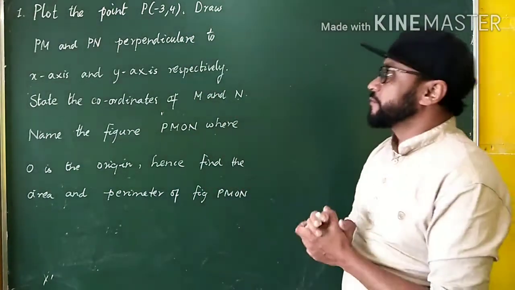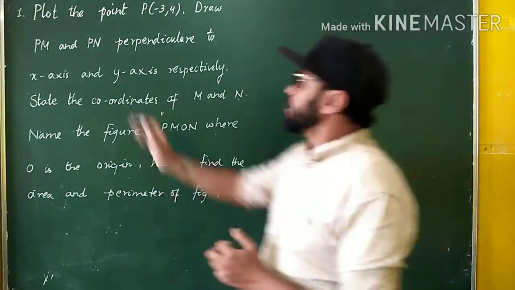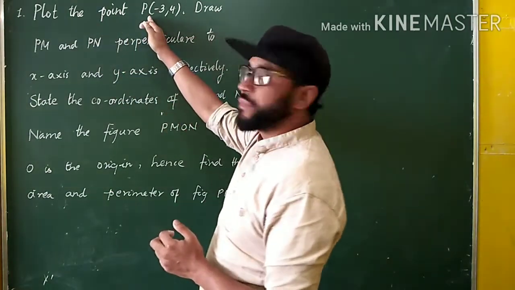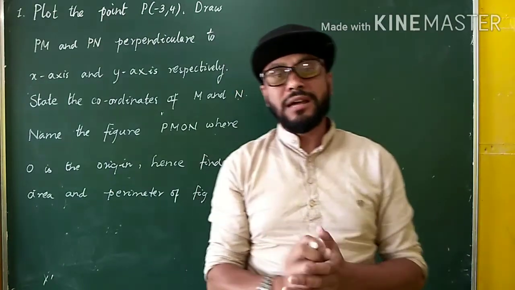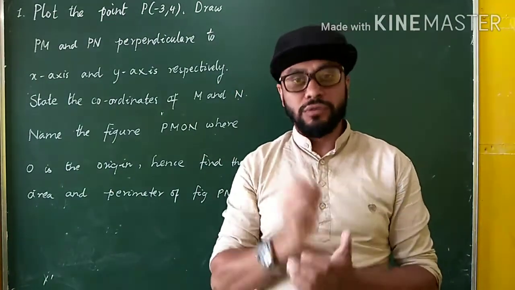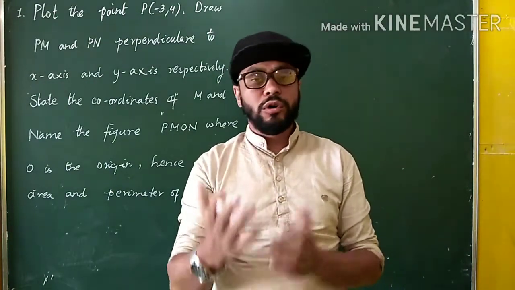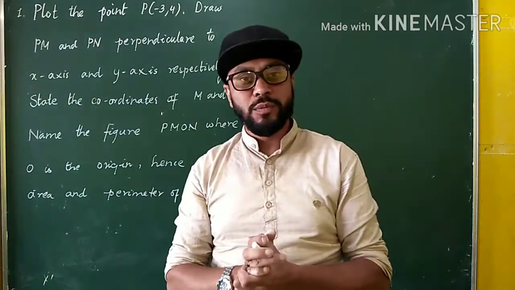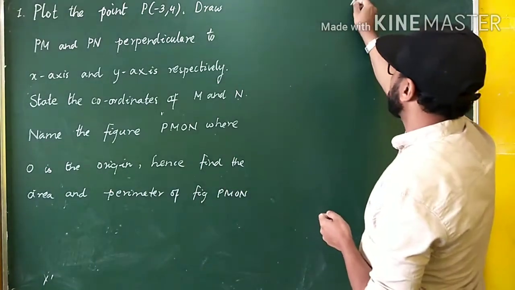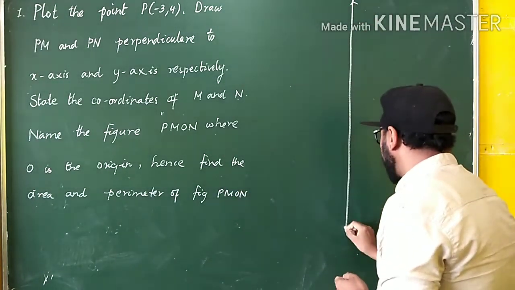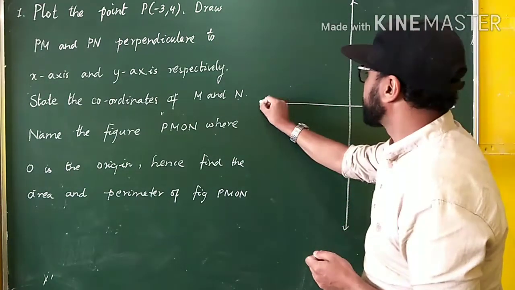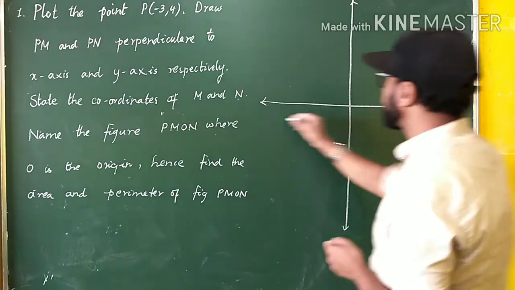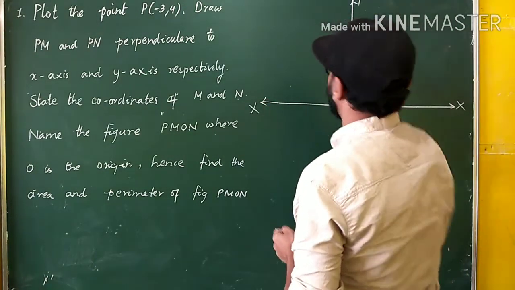So this is the first example. It says plot the point P. So we need a graph paper. But don't worry, if you don't have a graph paper, it's okay. You can do it roughly on your notebook or in your exercise book like this. Okay, so what you do is you draw two axes, x-axis and y-axis. So this is your x-axis and this is your y-axis.